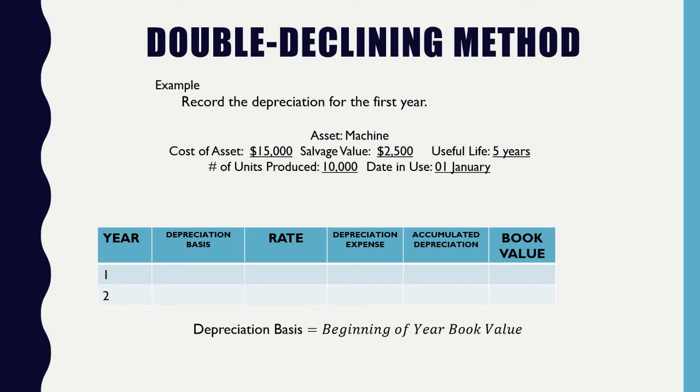In this case, we have an extra piece of information: the number of items it could produce. We don't care about how many items it produced. All we care about is the time that you placed it into service, and how many years it has been in service. So we're going to solve for our first depreciation basis, which is the beginning of the year's book value.